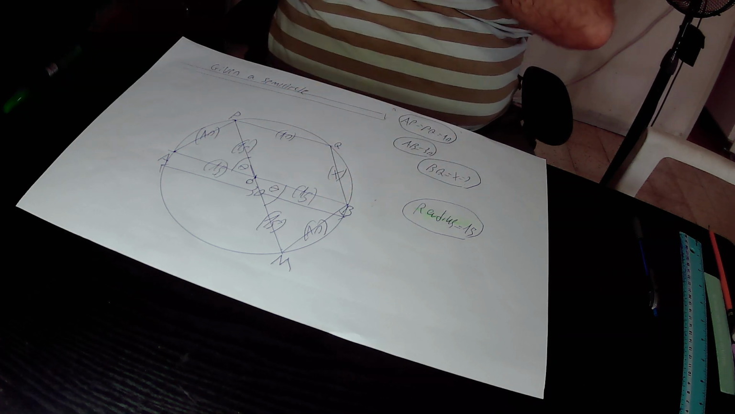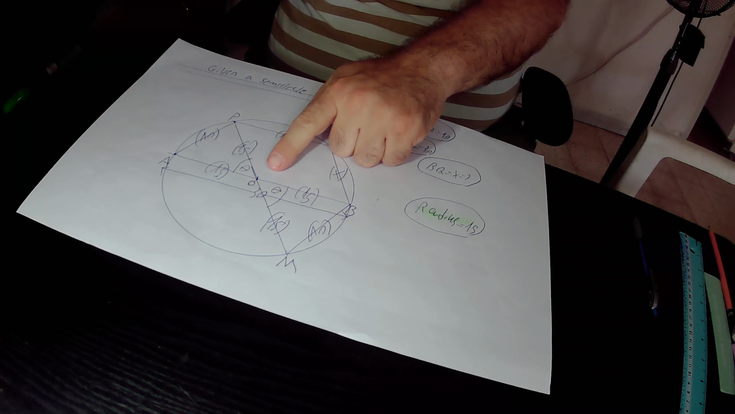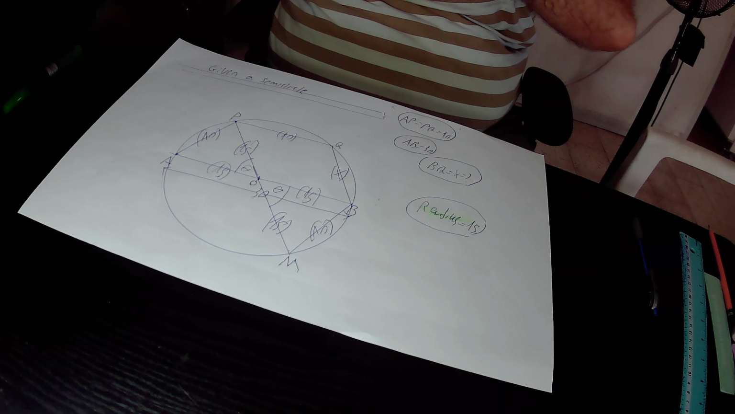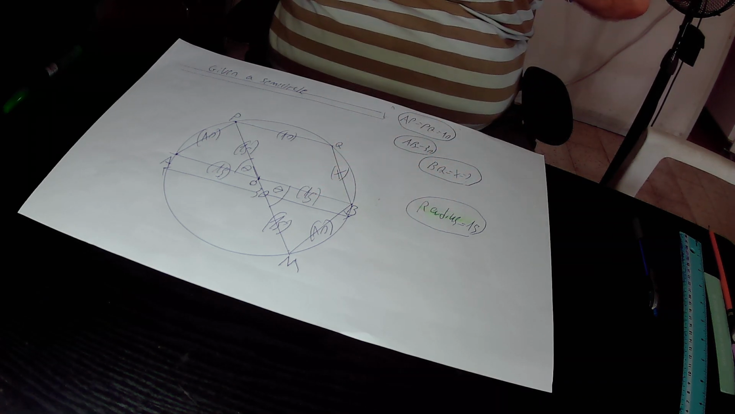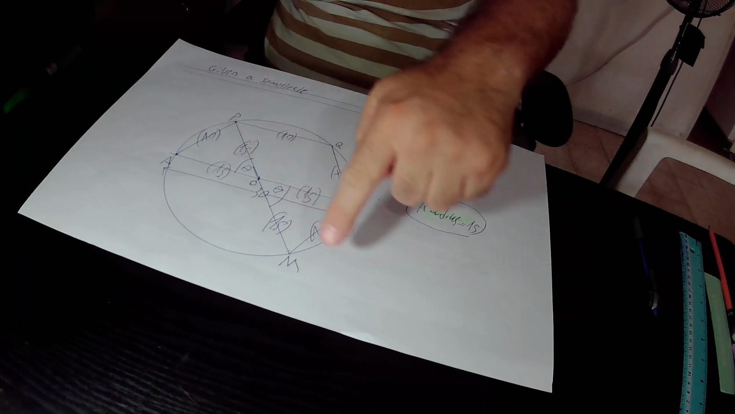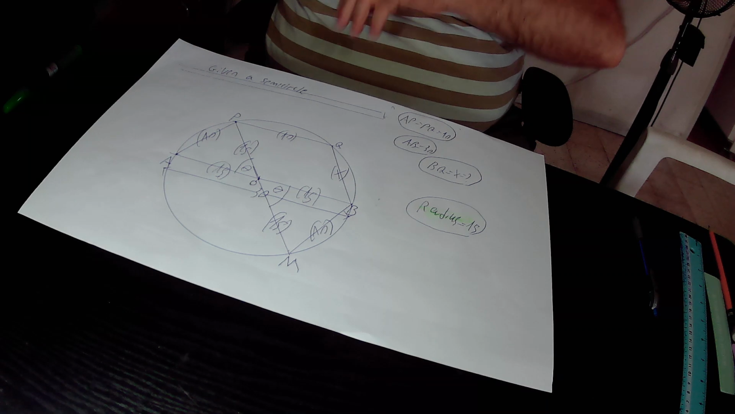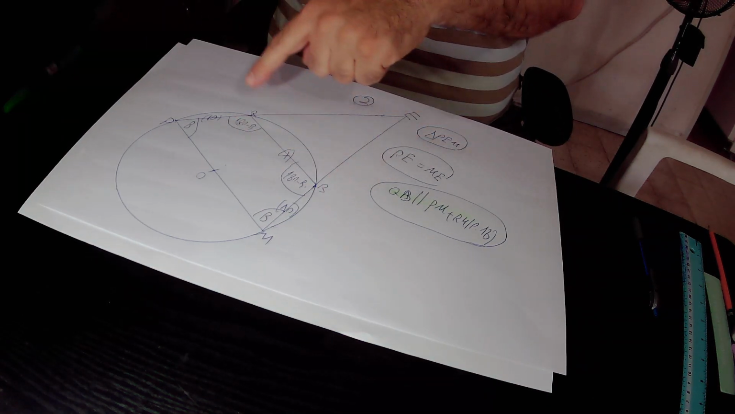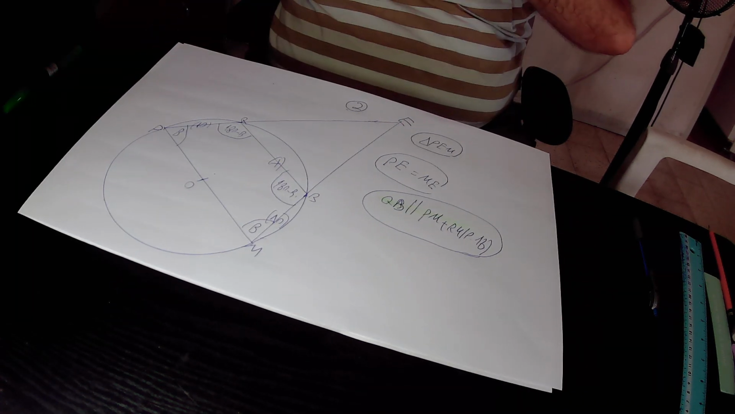PM is a chord that passes through point O, the center of the circle, and you know that any chord that passes through the center of the circle must be the diameter of the circle. So PM is the diameter of this circle. In the next step, I copy this semicircle with the diameter PM, and we analyze this semicircle.